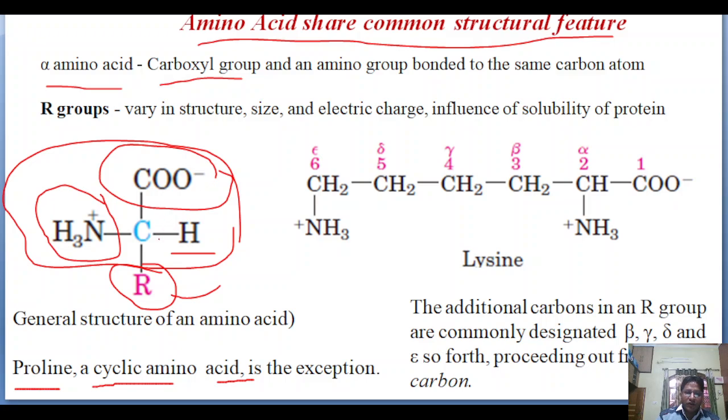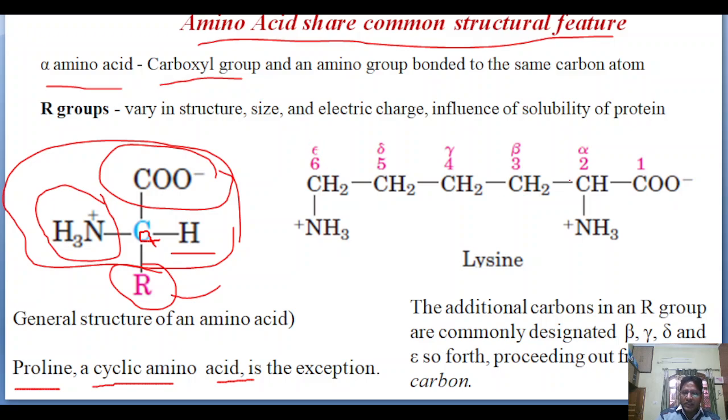So here it is called the alpha carbon. This amino group and the carboxyl group are attached to the same carbon, that's why it is called the alpha carbon. Here is the structure of another amino acid, lysine. In the case of lysine, there is an additional hydrocarbon chain, and another amino group is attached to the epsilon carbon.